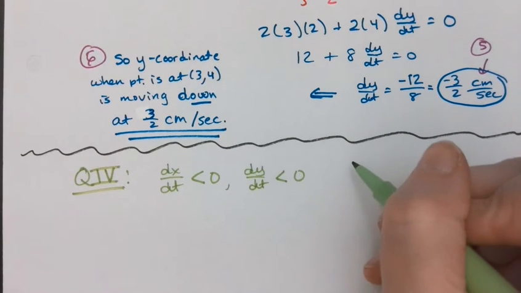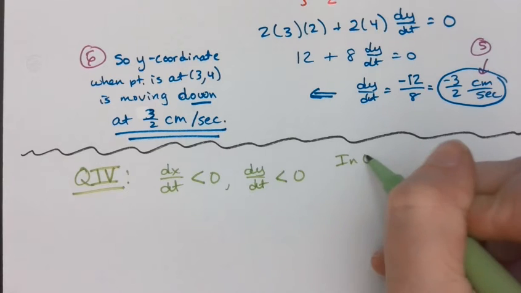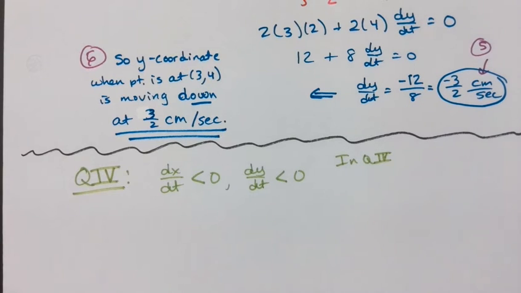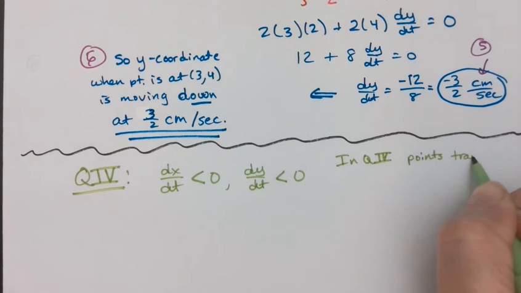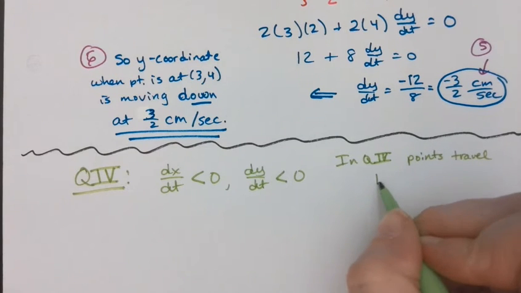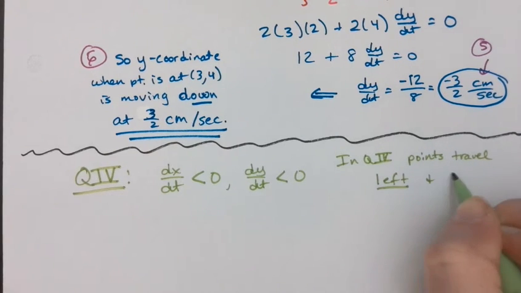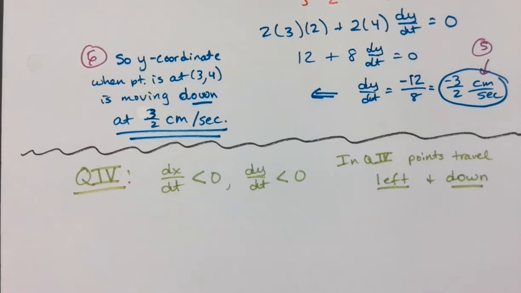So in Q4, in quadrant 4, points travel left and down when you're rotating in a clockwise manner.